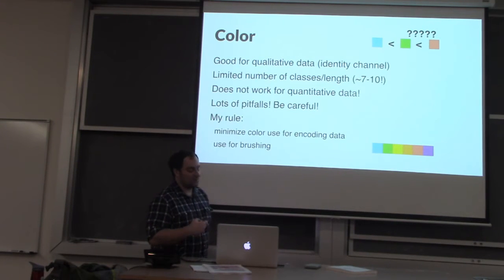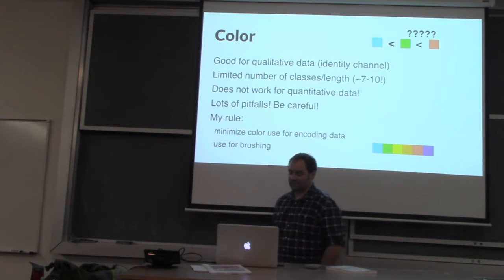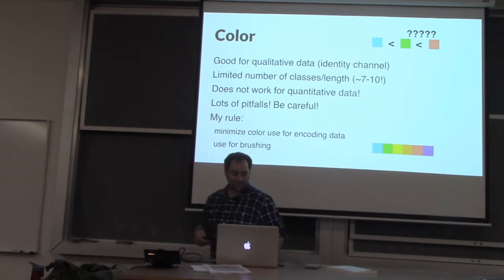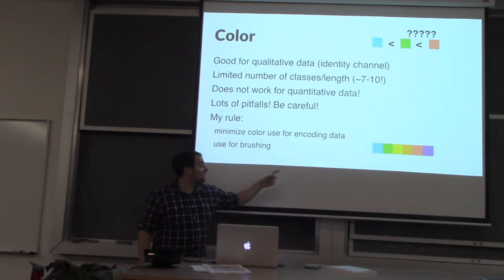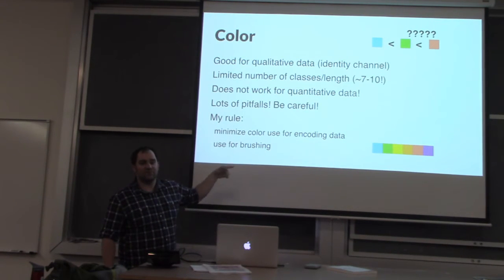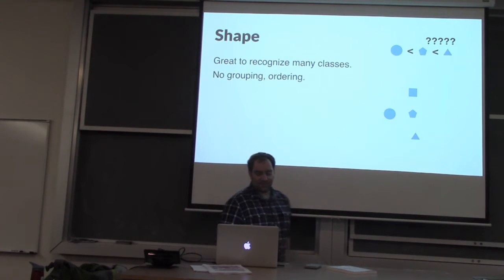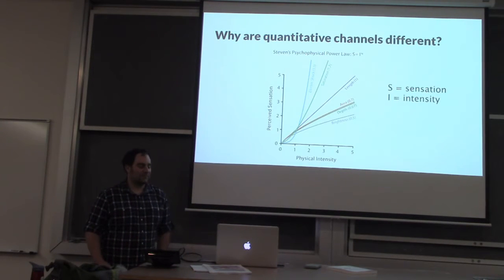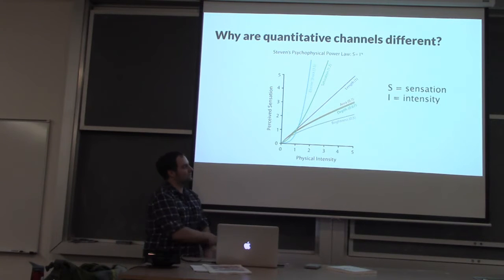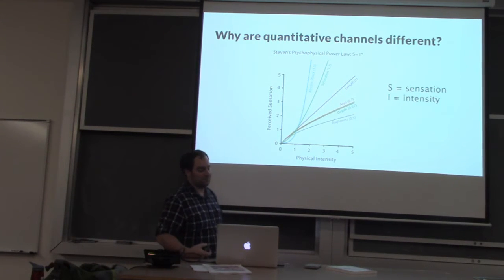And we learned a lot about colors in the perception lecture. So my personal design rule is to minimize color use for encoding data and use color for brushing, for interactive highlighting, for some supplemental information. Shape is great to recognize many different classes, but it doesn't have any grouping or ordering. So typically, shape isn't super useful unless you can do different mark shapes in scatter plots and so on.